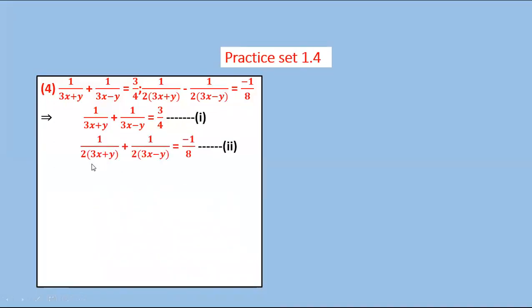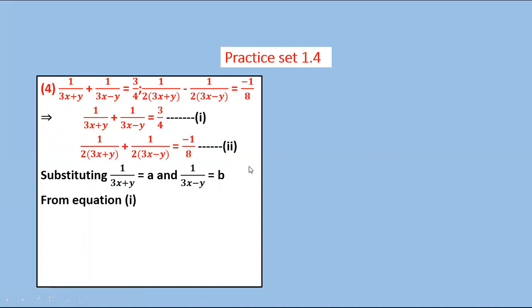1 upon 2 in bracket 3x plus y plus 1 upon 2 in bracket 3x minus y is equal to minus 1 upon 8, equation number 2. From equation 1 and 2, the denominators 3x plus y and 3x minus y are the same. We consider 1 upon 3x plus y is equal to a and 1 upon 3x minus y is equal to b. From equation 1, we can write 1 upon 3x plus y plus 1 upon 3x minus y is equal to 3 upon 4.